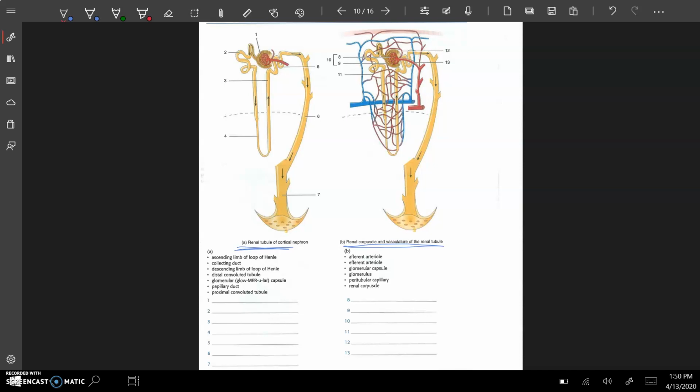But before we do so, the only thing that is different about this picture and this picture is this one has all the blood vessels, so this is going to just include the blood vessels, and this is going to have blood vessels removed, just so that you can see the anatomy a little bit clearer.